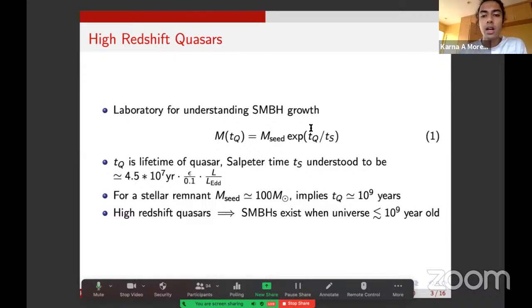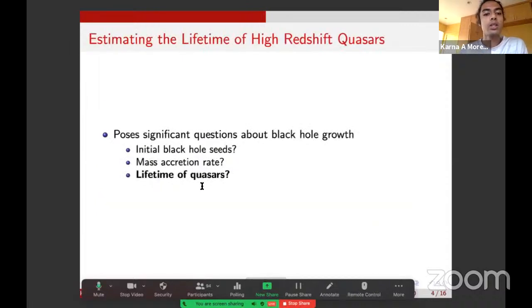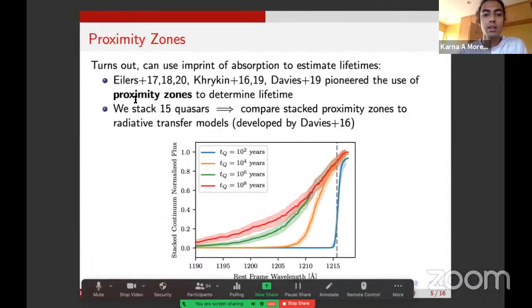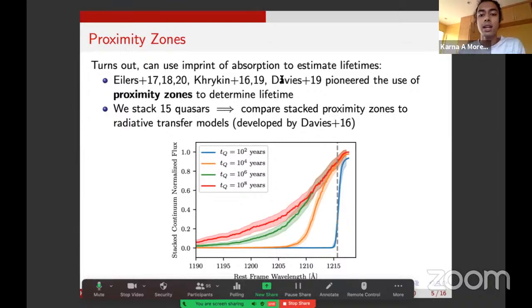So I'm focused in this talk on understanding the quasar lifetime t_Q, which is the duration of the luminous quasar phase. The reason is that if we understand this lifetime, we can start to constrain and answer more questions about different parameters of this growth process, such as the initial black hole seeds or the accretion rate. Recently, some of my collaborators pioneered the use of proximity zones to determine the lifetime. Quasar proximity zones are the regions around quasars where the quasar's ionizing radiation has ionized the neutral IGM, and therefore there is enhanced flux blueward of Lyman alpha. The size of this proximity zone is related to the lifetime of the quasar, since the amount of ionization increases as the quasar gets older. And you can really see this in this animation.